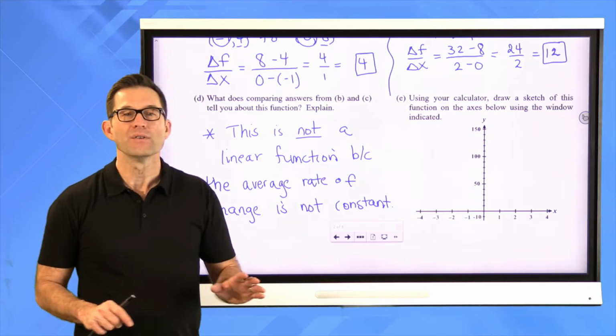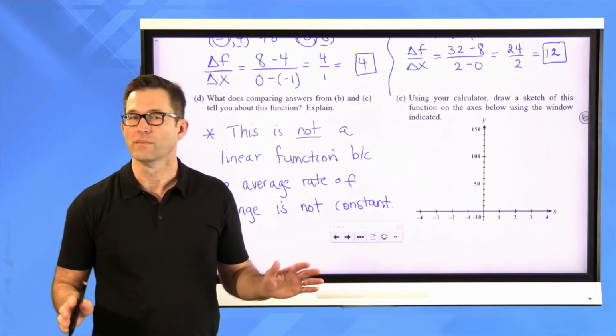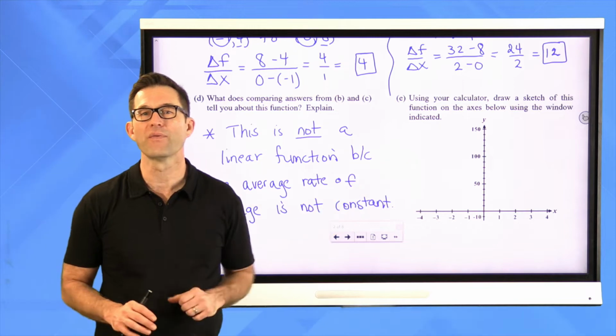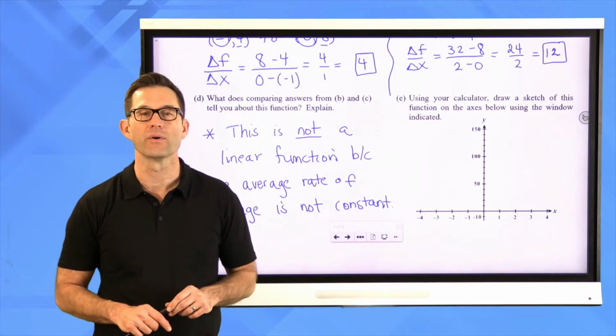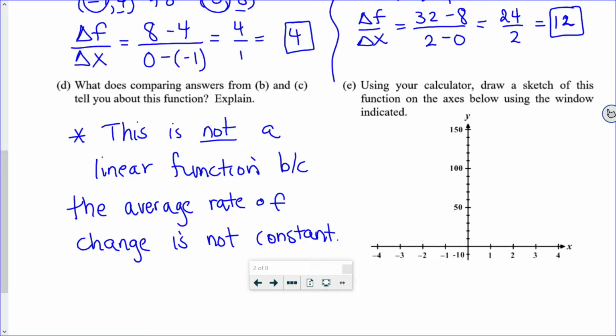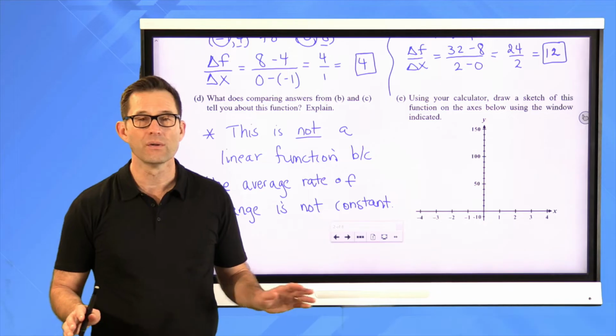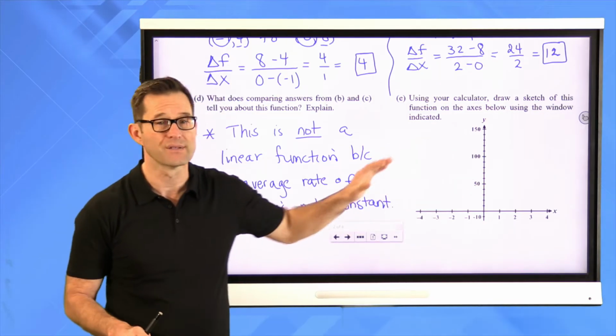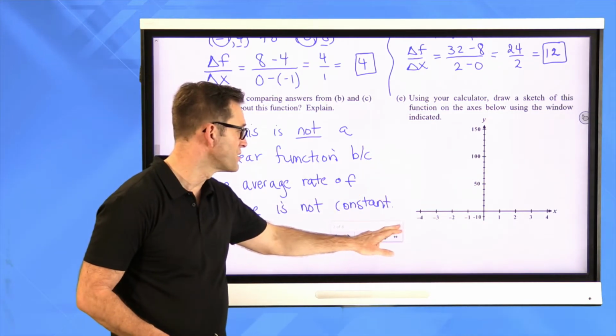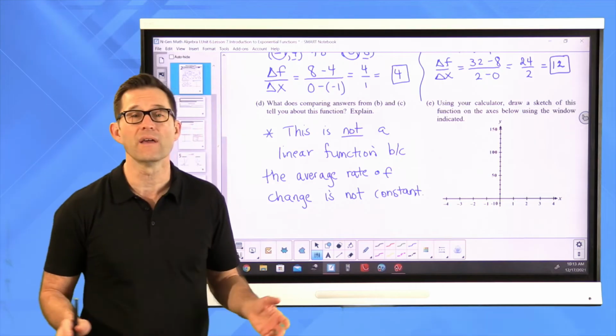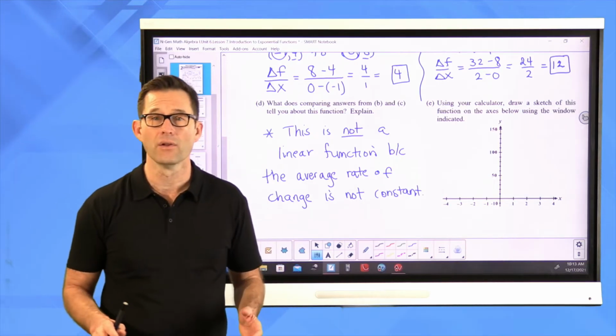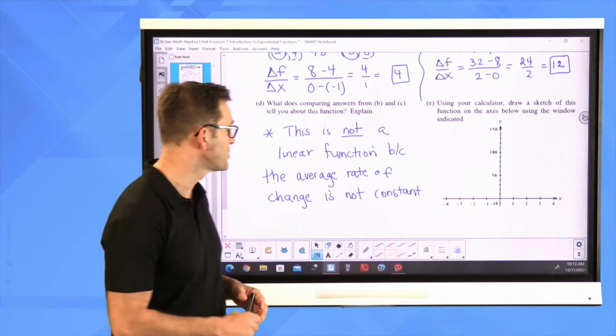All right, anyway, so now what we want to do, I think, is get a picture of what this thing looks like. So let's take a look at letter E. Using your calculator, draw a sketch of this function on the axes below using the window indicated. All right, so look, I'm choosing the window because I've had a little bit of experience here. So we're going to bring out our TI Inspire right now, and we're going to take a look at entering this function, 8 times 2 to the x.